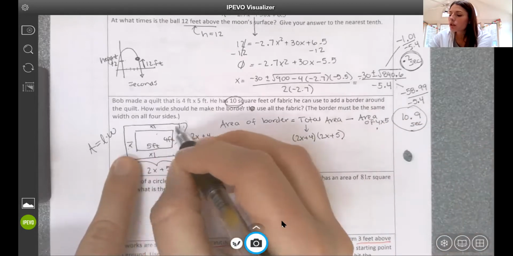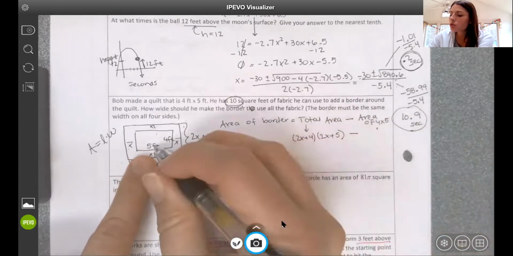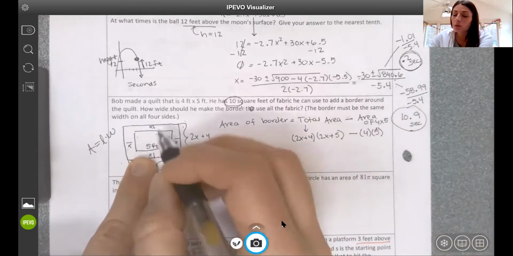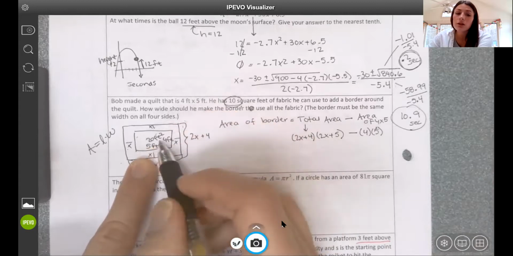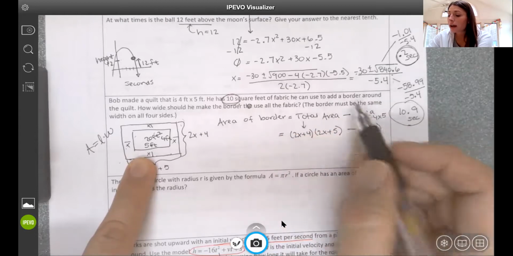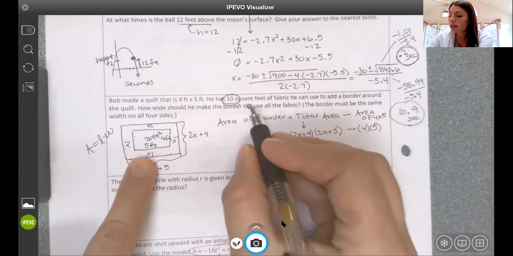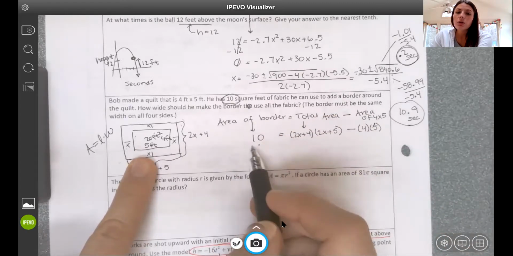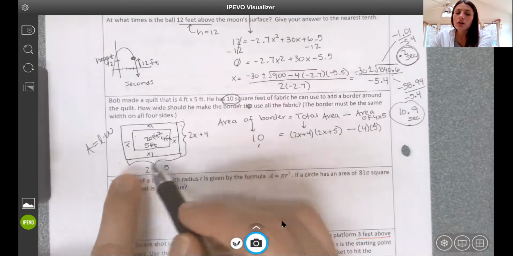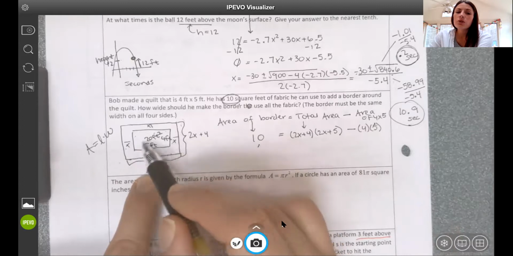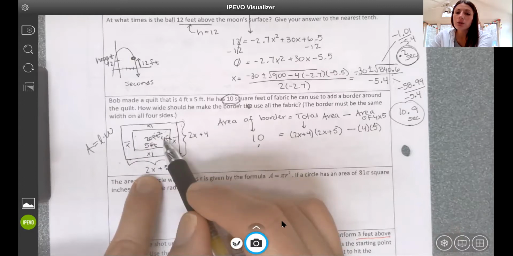If I want to just look at this strip around here, we take that total area and subtract the 4 by 5 rectangle that's in the middle, or the 20 square feet. And that will equal the 10 square feet that we want to use for our border, okay? So we know we have 10 square feet of fabric. That's how I have that value. I created my expressions using this visual here, and I want just the border, so I'm subtracting out this rectangle in the middle.